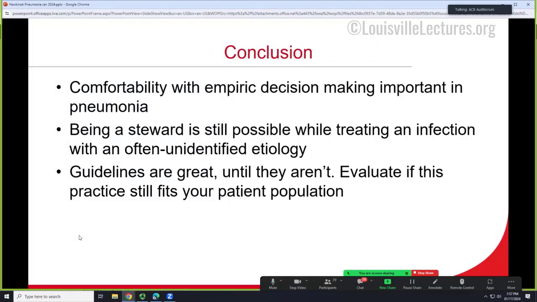Being a steward is still possible when treating these infections with an unknown etiology. You can still make rational decisions and really think through your patient, and it will lead you down a path that will get them the best treatment despite not knowing what they have.